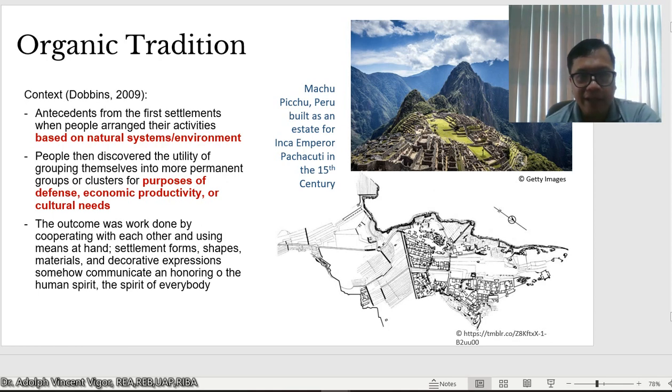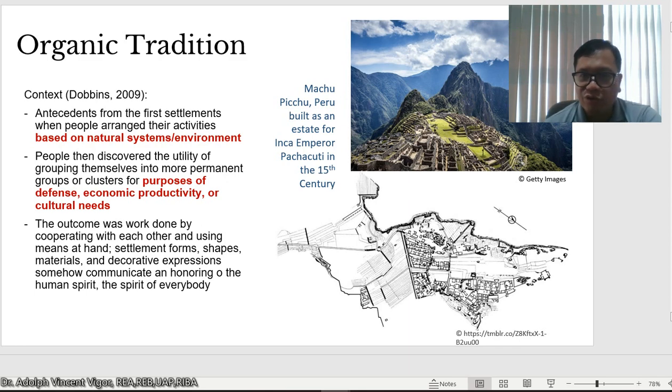For the context, these are antecedents from the first settlements, when people arranged their activities based on natural systems or environment. People then discovered the utility of grouping themselves into more permanent groups or clusters for purposes of defense, economic productivity, or cultural needs. So the outcome was work done by cooperating with each other and using means at hand. Settlement forms, shapes, materials, and decorative expressions somehow communicate an honoring of the human spirit, the spirit of everybody.